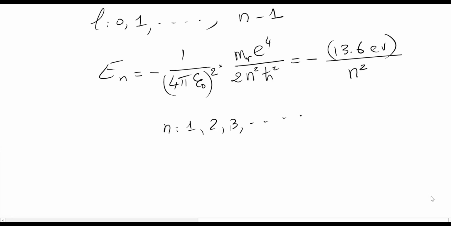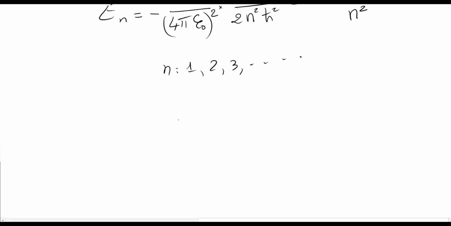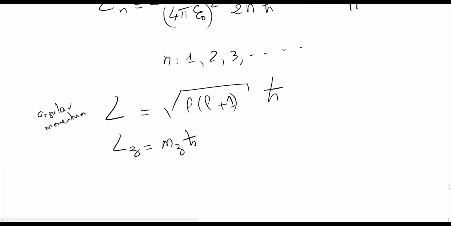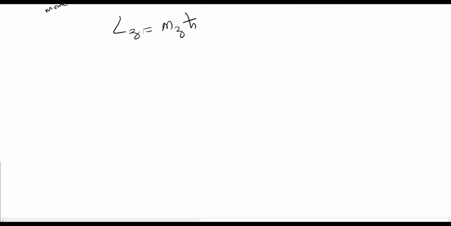The angular momentum in this case, L, is given by the square root of L times L plus 1 times h bar. And Lz itself will be just m_z h bar, okay? If you're curious, try to find where this came from, and if you remember from mechanics, the vector position r crossed with p is going to be the angular momentum L in general.